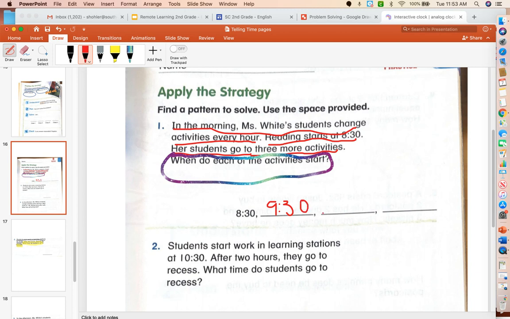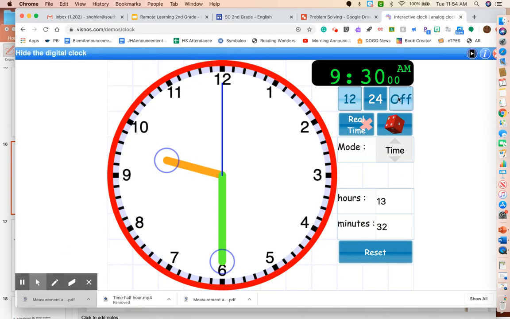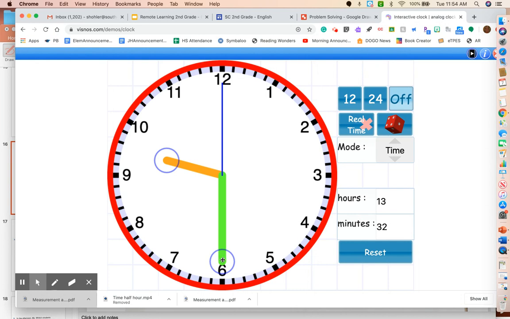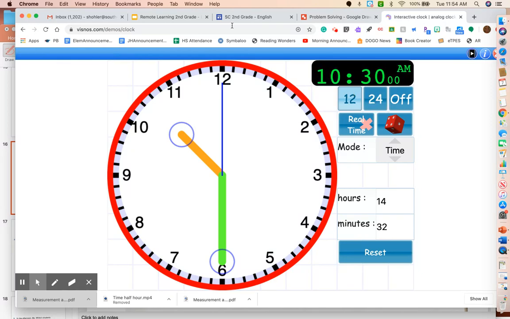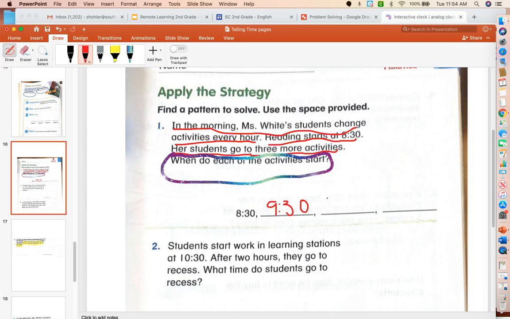What do you think might be the next 2? Let's go back over to that interactive clock. Here's 9:30. We're going to go a whole other hour. What time does that say? There's the hour hand and the minute hand. It should say 10:30. So 10:30. Now I'd like you to try this one all on your own. See what you get. I'll show you the clock.